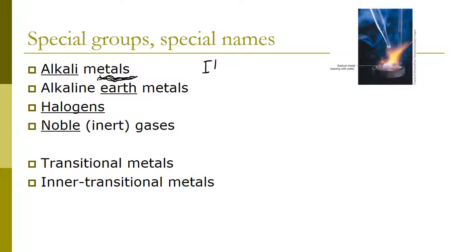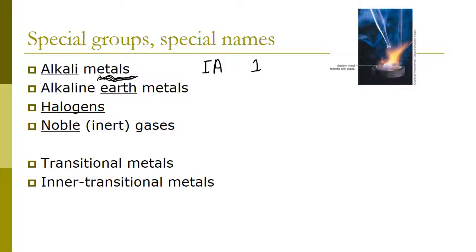This is group 1A or group 1, depending on which version of the numbering system you want to use. Those are called your alkali metals. It includes lithium, sodium, potassium. They're very reactive. In fact, they're so reactive you'll never find them by themselves in nature. They're always in some sort of a compound.